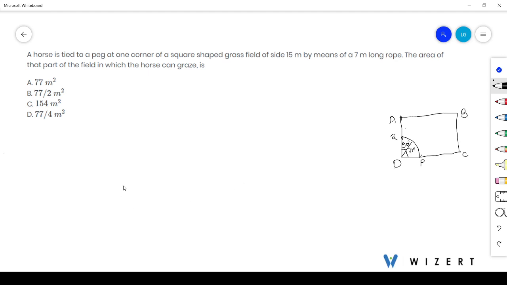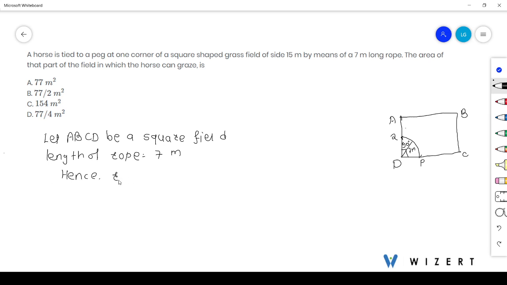Let A, B, C, D be a square field. Here, length of rope is given by 7 meter. Hence, r will be 7 meter. Now, we need to find the area which horse can graze. Means, we have to find the area of sector QDP.